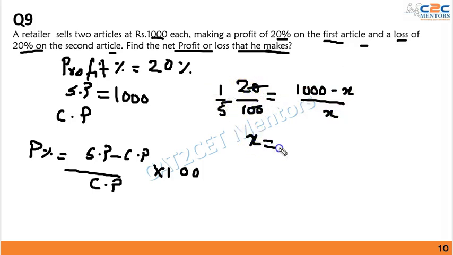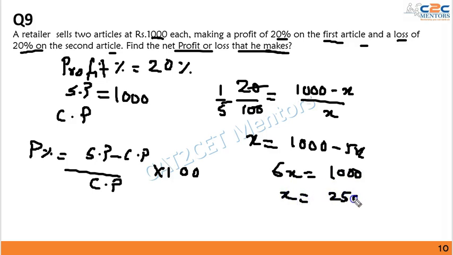So what I'm going to get is X is equal to 1000 minus 5X, or 6X is equal to 1000, and my X is going to come as 2500. Sorry, this will be 5000. So 6X is equal to 5000 and X is going to be 2500 by 3. Now instead of going through these basic formulas, we can do the calculation even by using the multiplication factor concept which we have used earlier.